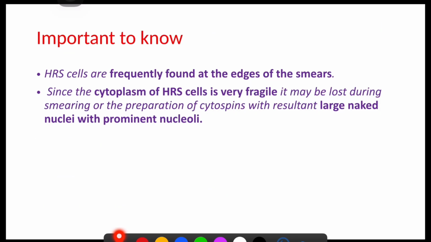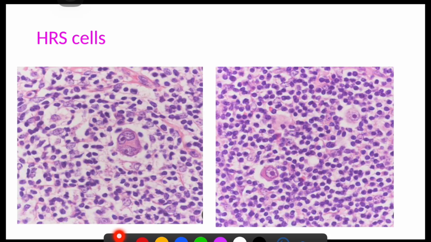Now, these HRS cells are frequently found at the edges of the smear. So whenever we screen the smear of cytology, do not forget to see the edges of smear. Sometimes cytoplasm of HRS cells, because it is very fragile, may be lost during smearing or during the preparation of cytospin. So there will be large naked nuclei with prominent nucleoli. So we have to look for nucleoli.